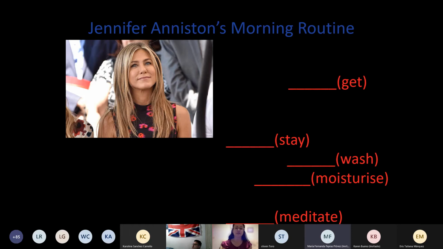Wait a minute. Okay. Jennifer is definitely an early bird. She gets up at 4:30 a.m. on working days. On her off day, she stays in bed until 8 or 9. She washes and moisturizes her face, then meditates for a couple of hours or some time.